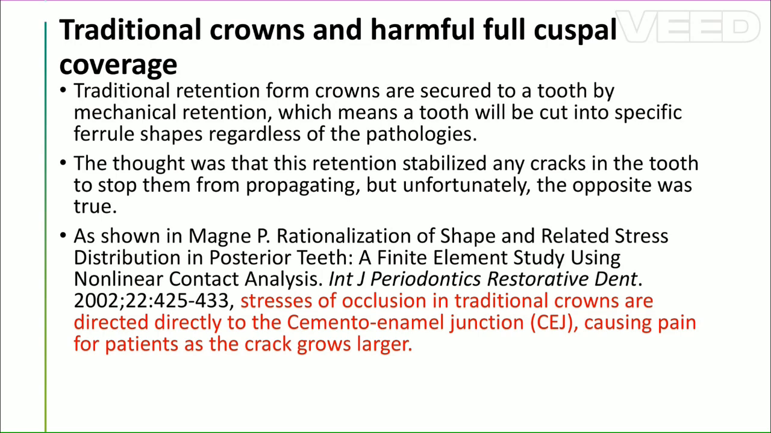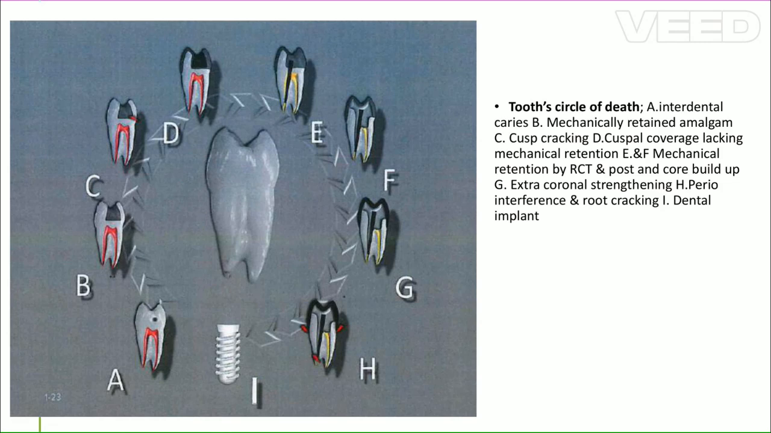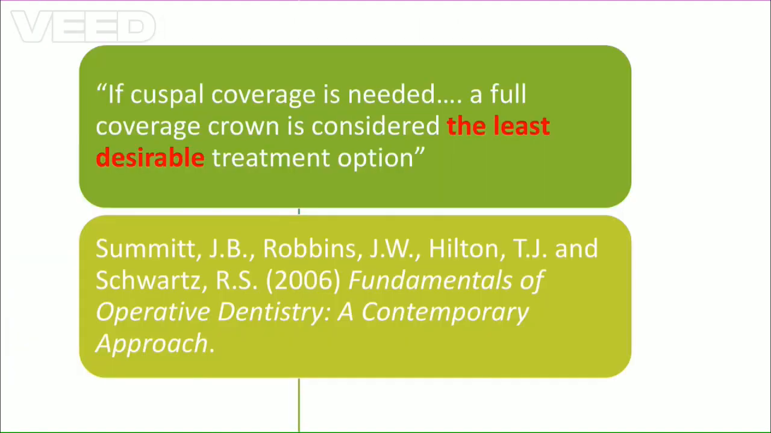Stresses of occlusion in traditional crowns are directed directly to the cementoenamel junction, causing pain for patients as the crack grows larger. So, this picture shows the tooth's circle of death. Here, after several attempts of restoration and finally RCT and post-and-core restoration, root fracture or catastrophic fractures occur to the tooth and the tooth eventually has to be extracted. This cycle of death can be prevented by the application of biomimetic dentistry.